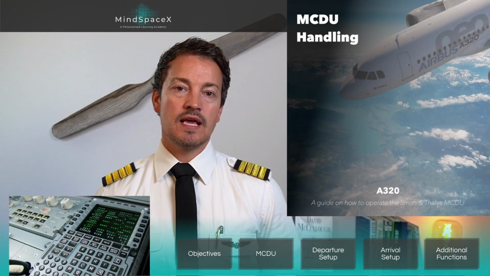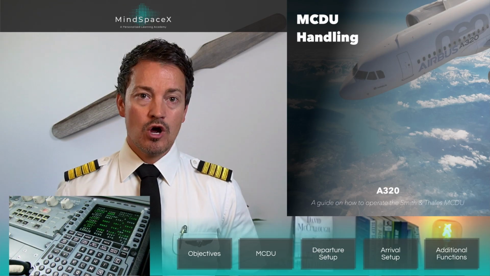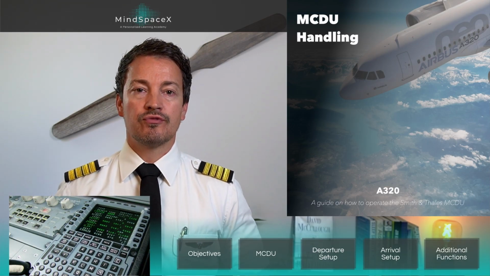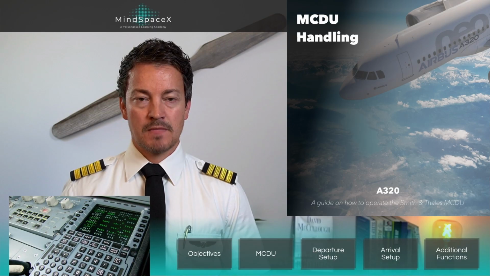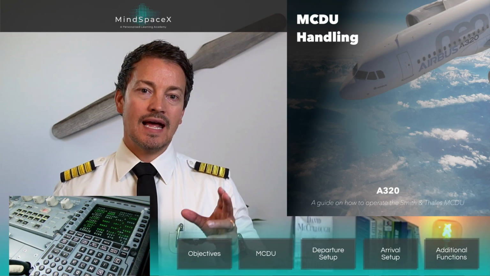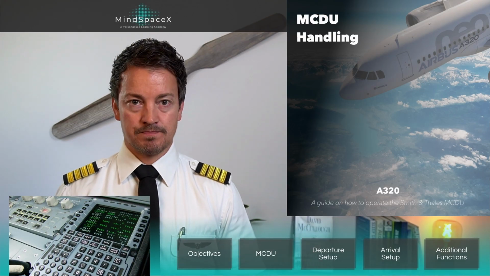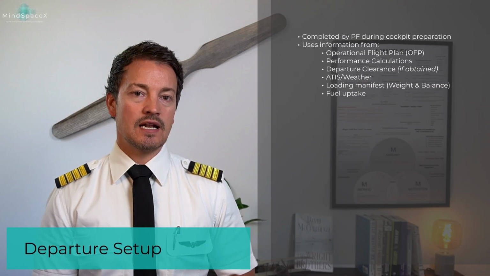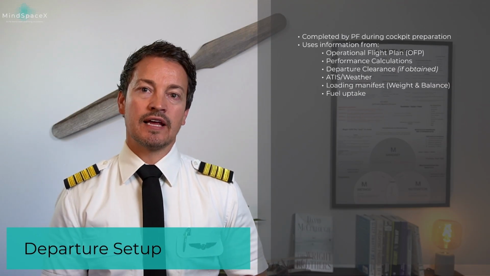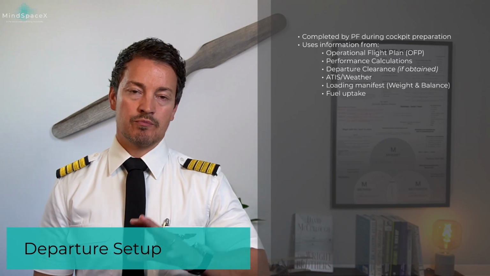That was the layout of the MCDU. How we operate it is taught through a normal setup. So let's use the Airbus setup and see how we set up the aircraft for departure. The departure setup is done by the pilot flying during the cockpit preparation.